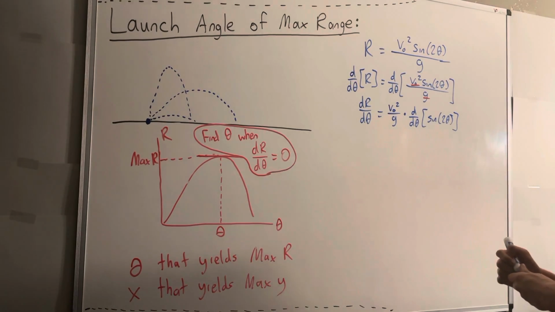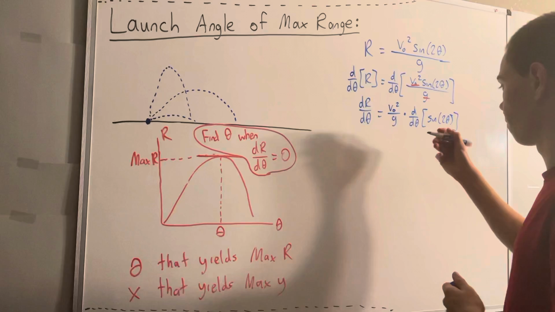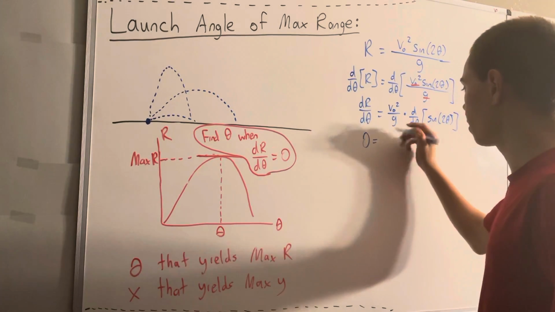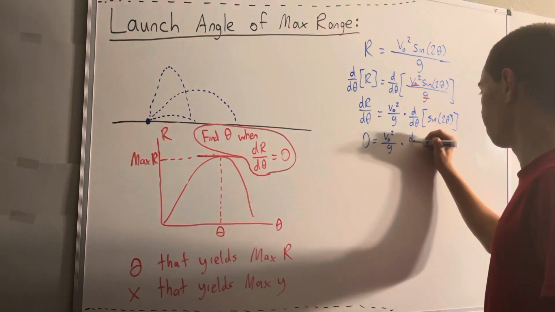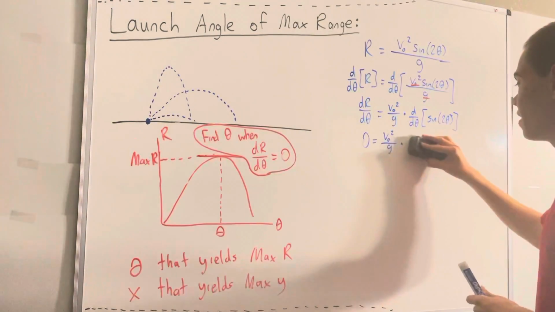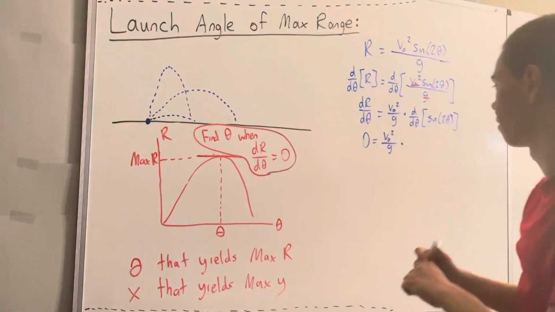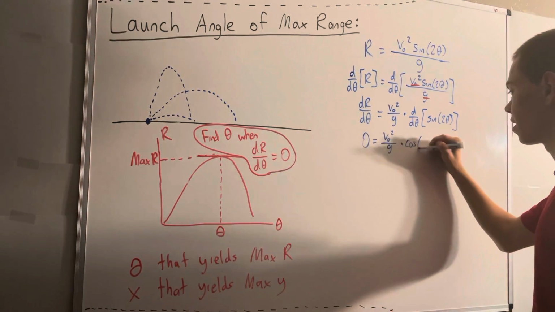Okay, now we know that we're setting dr over d theta equal to 0, right? So we get 0 equals v0 squared over g times the derivative. Wait, we can find the derivative of this, right? What is the derivative of the sine of 2 theta? Well, we know the derivative of sine is cosine. So we get cosine of 2 theta.